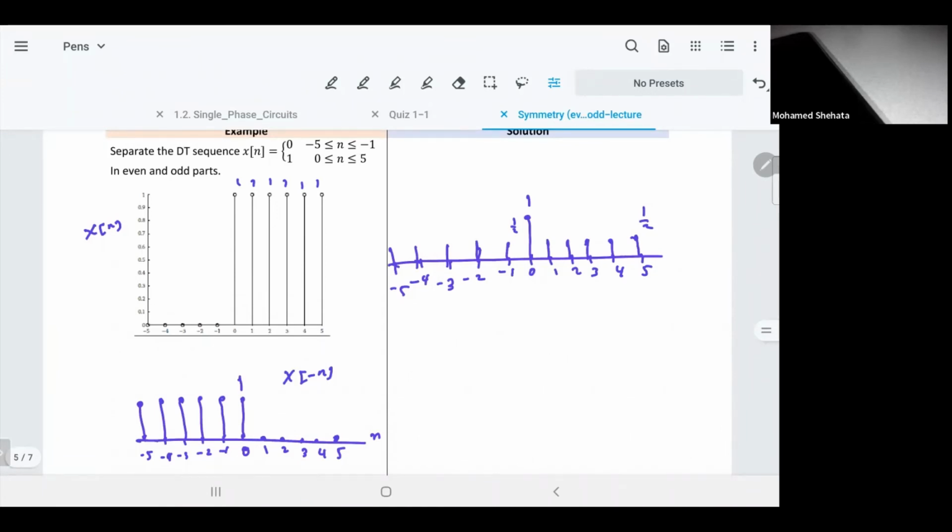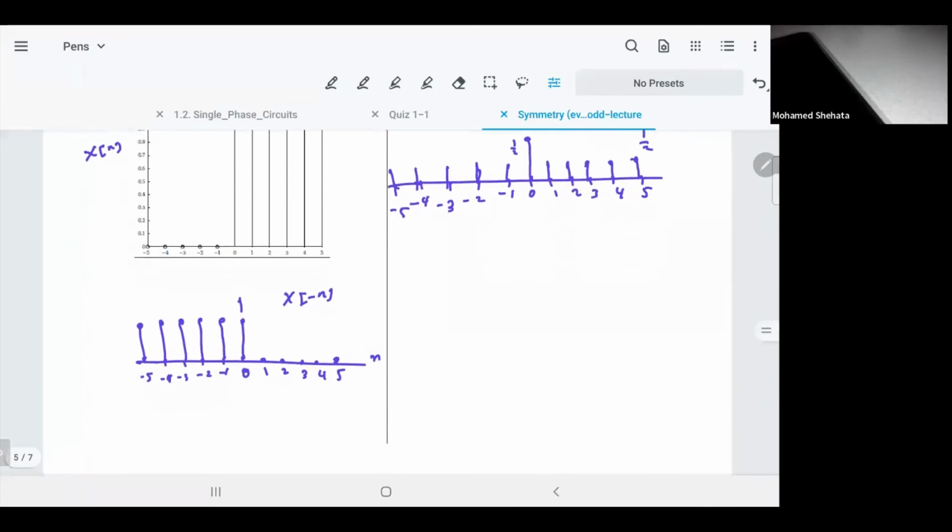It's simple. What about the odd? Let me just write, this is the even. What about the odd? Simple. We're going to subtract. We'll just do the same thing: -5, -4, -3, -2, -1, 0, 1, 2, 3, 4, 5. At 0, there is no change, which is equal to 1. Make it 1.